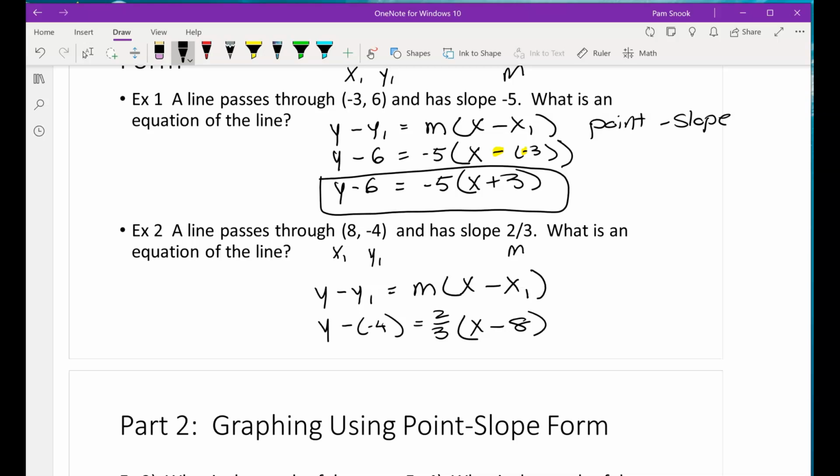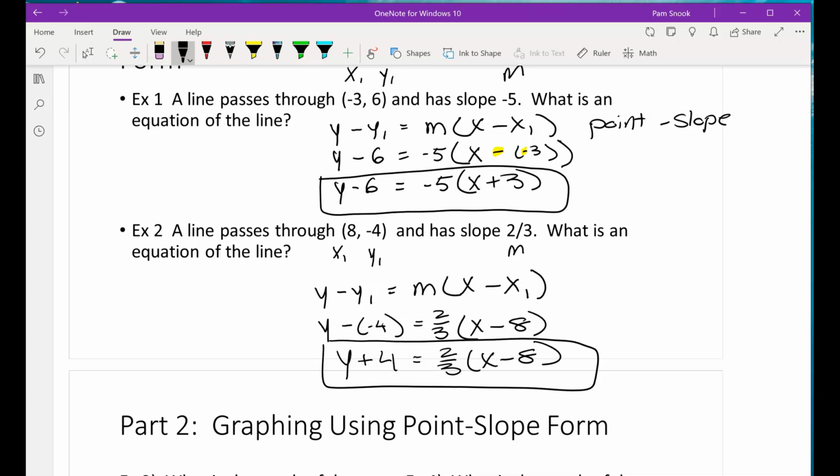Now let's clean this up. Please don't leave it like this. Go ahead and clean up. We have a minus a negative. Make that a plus. So y plus 4 equals 2/3 times x minus 8. And that's your answer there.